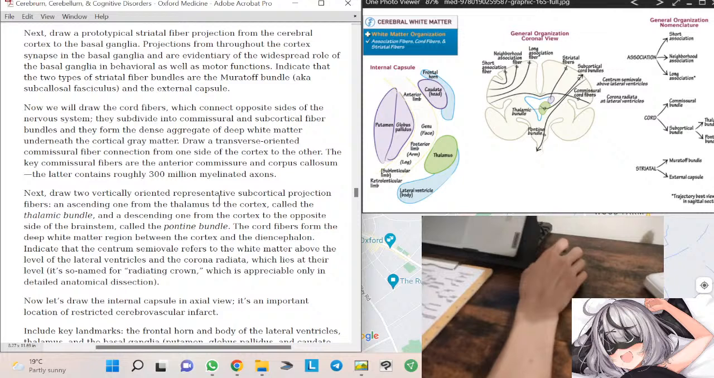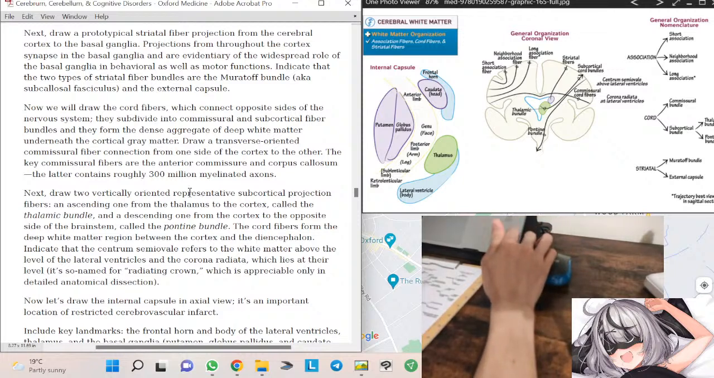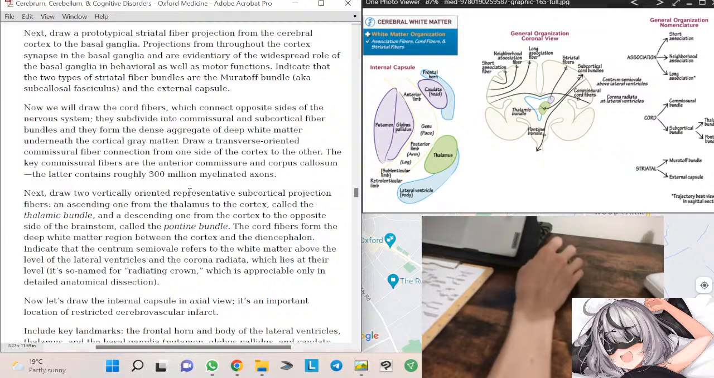Indicate that the centrum semiovale refers to the white matter above the level of the lateral ventricles, and the corona radiata lies at their level. Corona radiata is a synonym for radiating crown, which is appreciable only in detailed anatomical dissection.